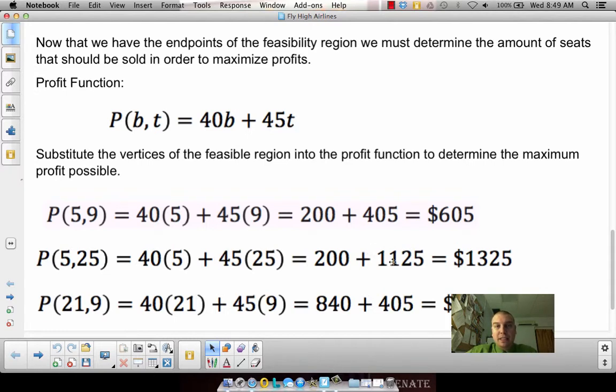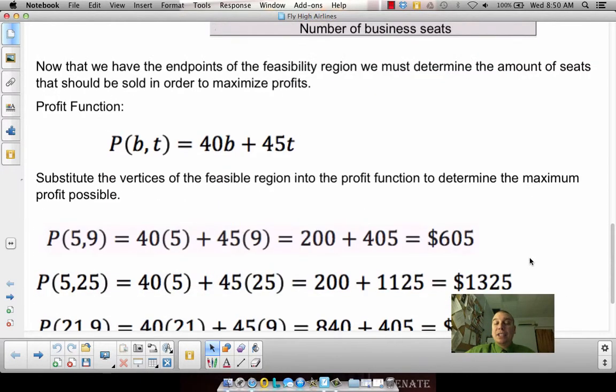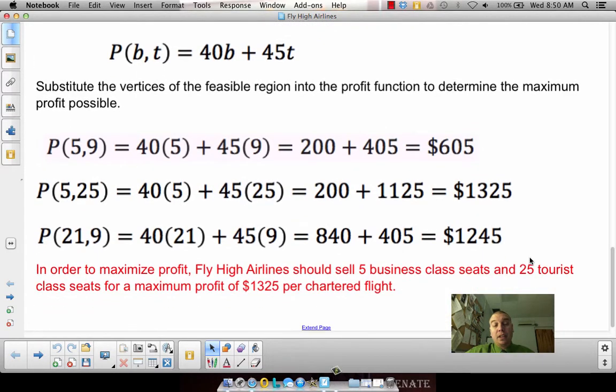If I look at this, to maximize my profits I want this option right here, where I have 5 business class seats and 25 tourist class seats, because that gets me $1,325 profit from the flight. That doesn't mean that's the cost of the flight. That's just the amount of money Fly High Airlines makes as profit. So in order to maximize the profit, Fly High should sell 5 business class and 25 tourist class seats to attain a maximum profit of $1,325 per chartered flight.